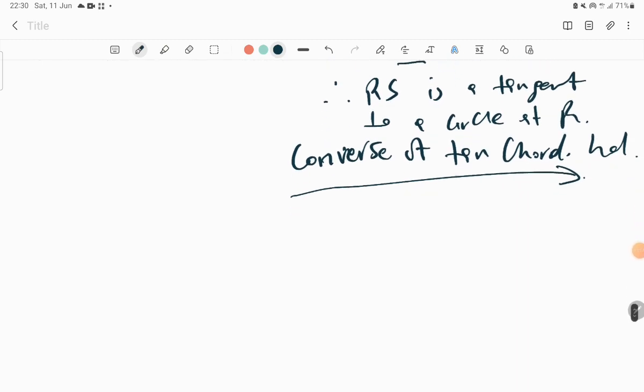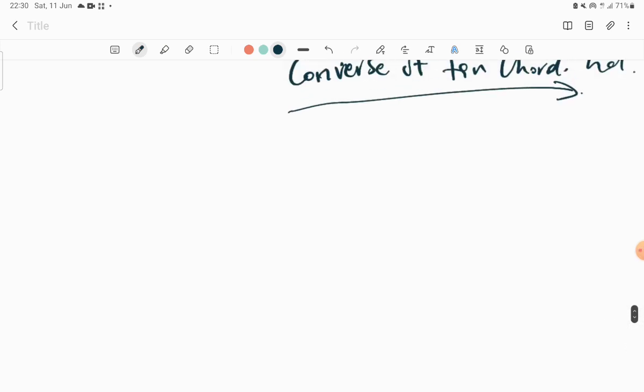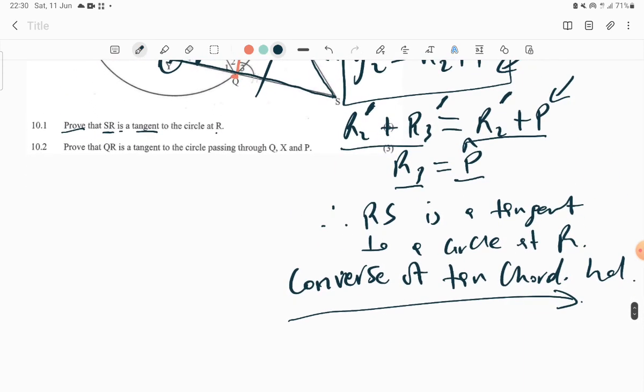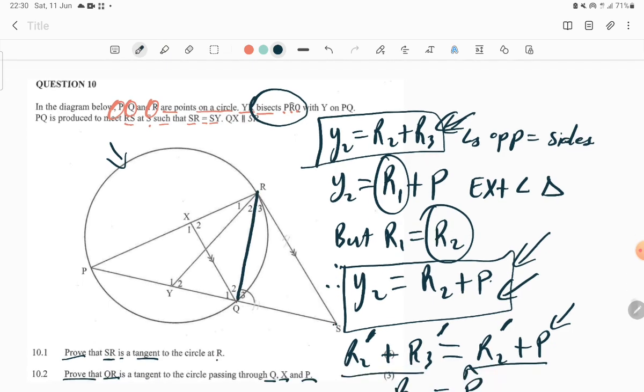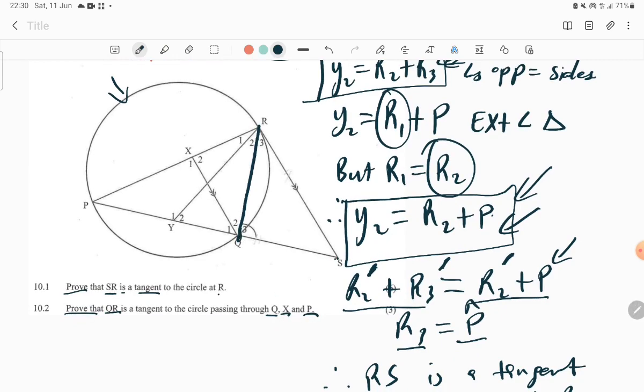Okay, now moving to the next question. The next question says, prove that QR is a tangent to the circle passing through Q, X, and P. So we are proving that QR is a tangent to a circle that passes through Q, X, and P. We have this circle that passes through those points, and you have to prove that this angle over here is equal to that angle. This is just what you need to prove.